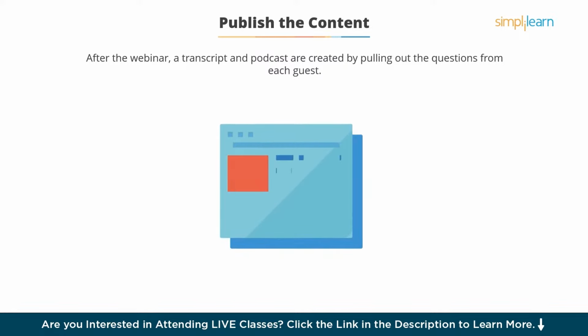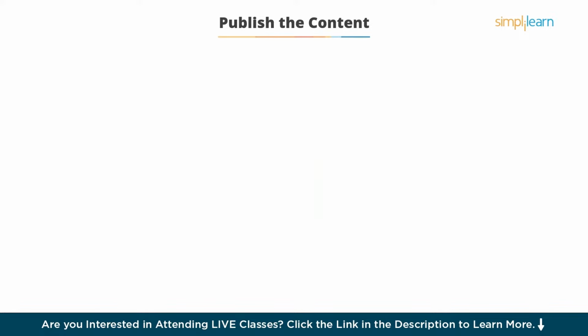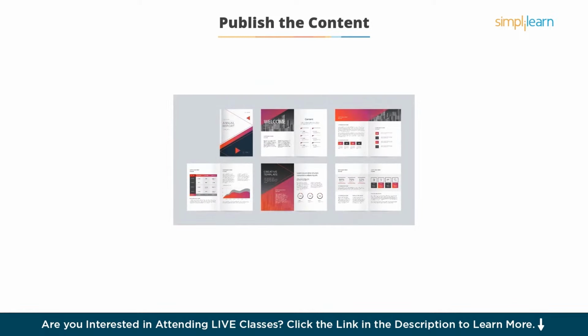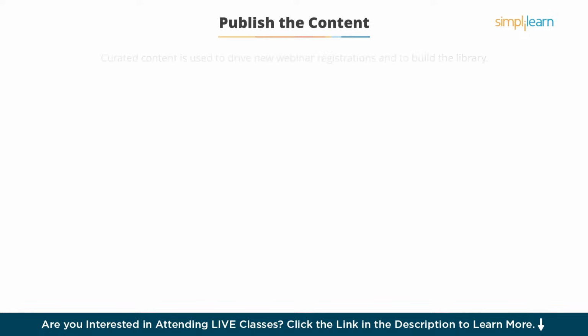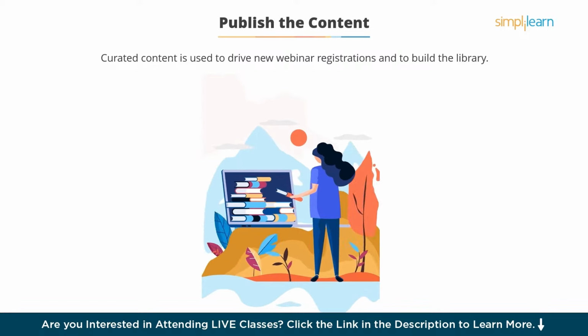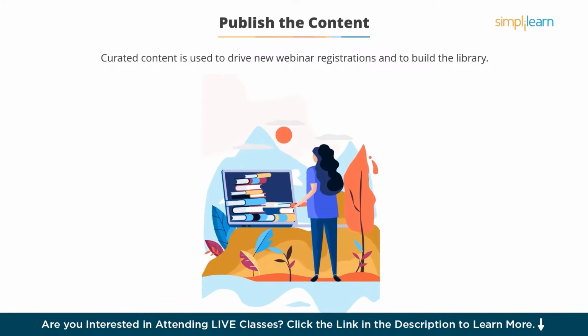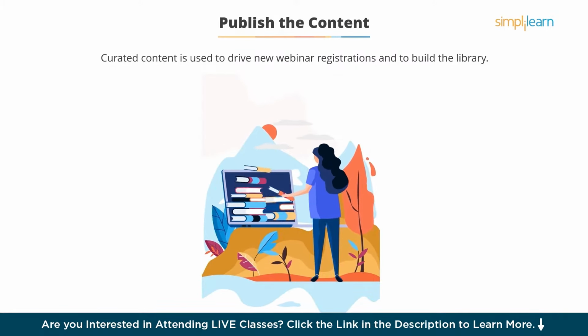Then, they pooled the questions from each guest and reassembled them by topic. They created an article series based on each question, such as 5 industry experts' opinions on this content. The content was also reworked to develop a white paper. Quotes were pulled from the podcasts and webinars and used to create posts, video posts, audio posts, and other social content, which was then used to drive more leads. They used this curated content to drive new webinar registrations, new downloads, and even more content to build their library.